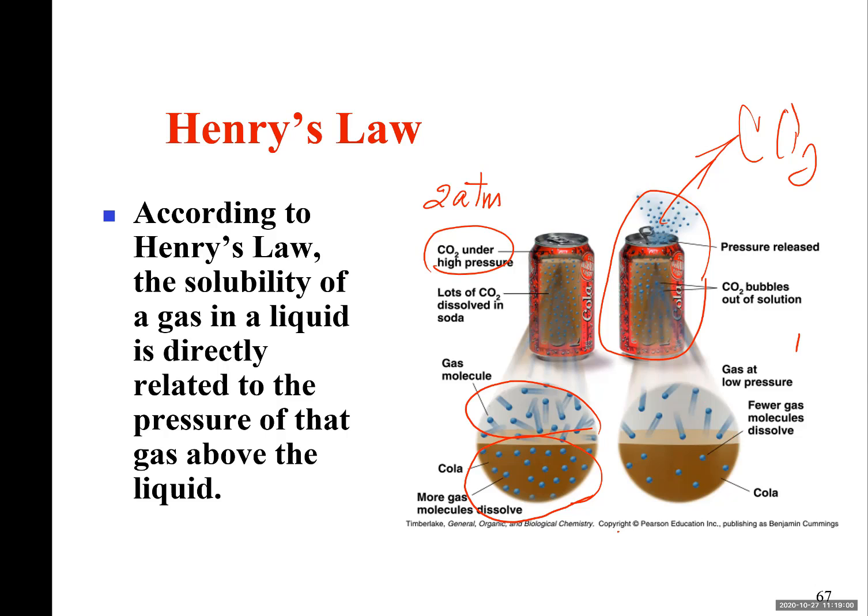Now, on the right, we open the can. The pressure is not 2 atmosphere anymore. The pressure is adjusted to be 1 atmosphere. So the pressure is reduced. As a result, number of the carbon dioxide dissolved in Coke is also reduced. So the solubility of a gas in a solution depends on the pressure of the gas above the solution.